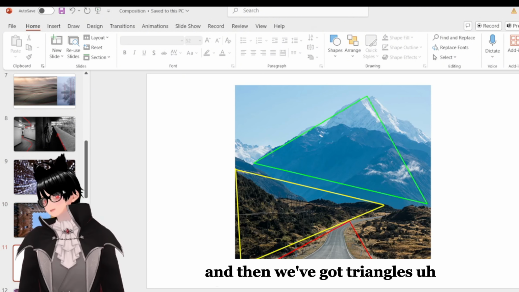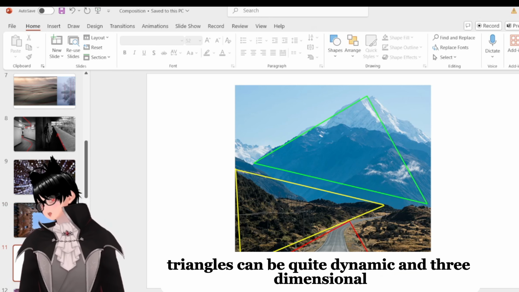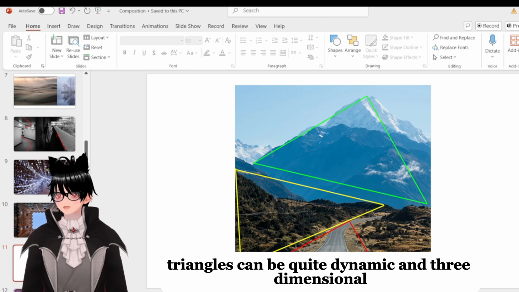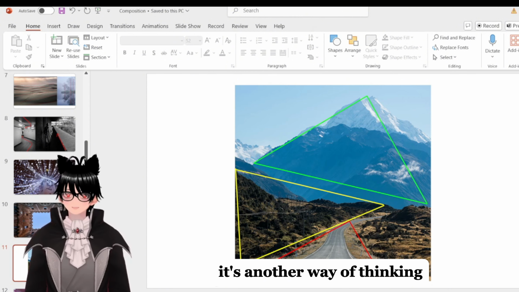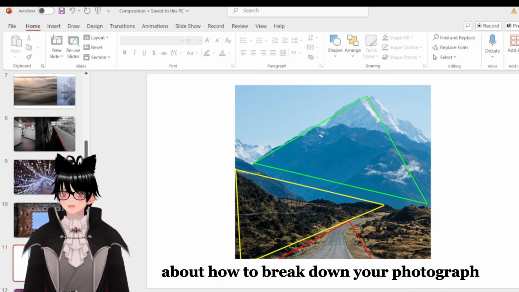And then we've got triangles. Triangles can be quite dynamic and three-dimensional, like in this. It's another way of thinking about how to break down your photograph.